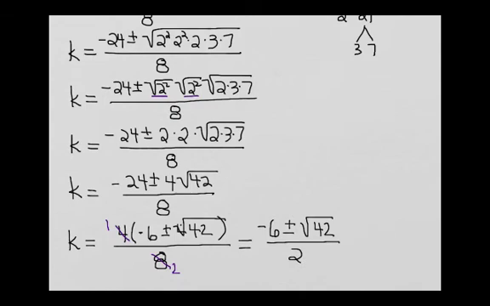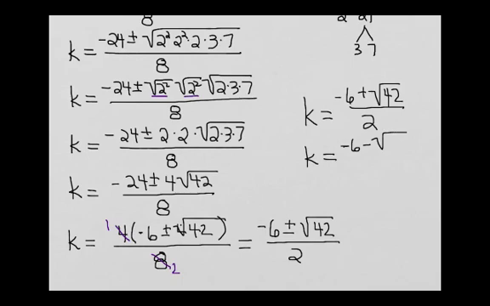And if I needed to write this as two separate answers, I would write one of my answers as k is equal to negative 6 plus the square root of 42 divided by 2. And the other answer that I'd write is k is equal to negative 6 minus the square root of 42 divided by 2. And that's our final answer.